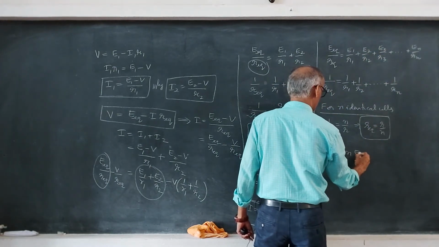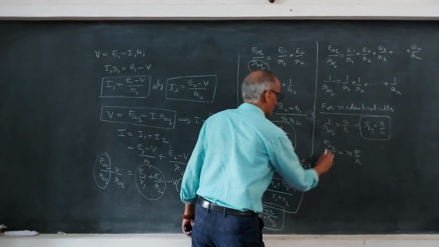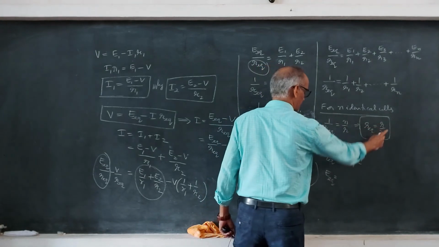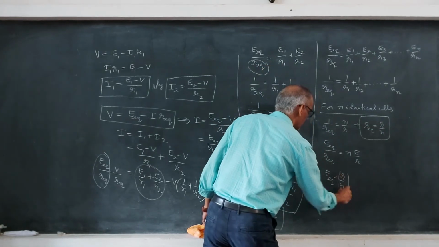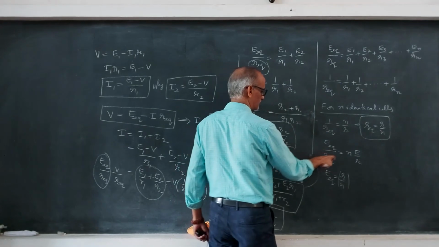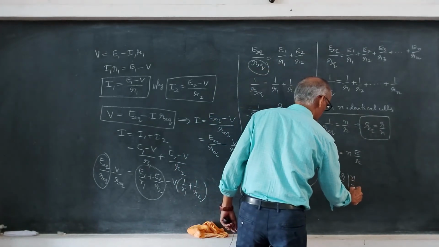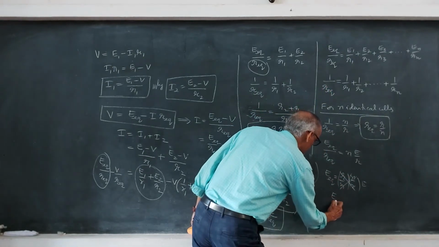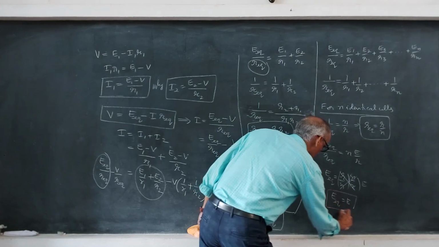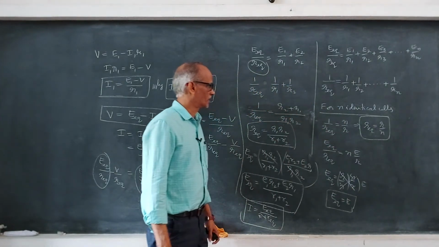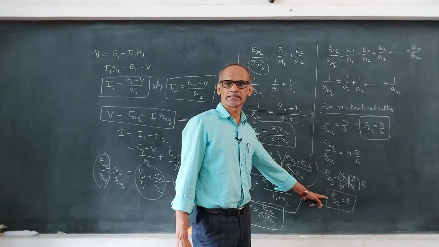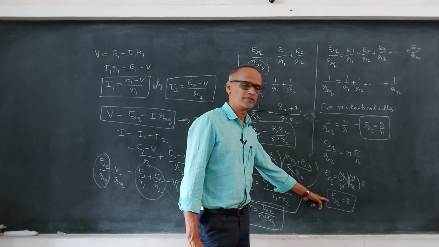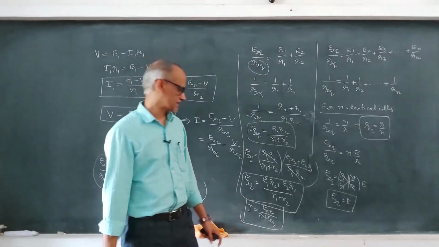So, n into E by R, or E equivalent is equal to R equivalent, which is R by n, into n by R, and then E. So, this R and n will get cancelled, therefore, we will get E equivalent is equal to E. Okay. So, which means when n identical cells are connected, the equivalent EMF is same as one single cell.